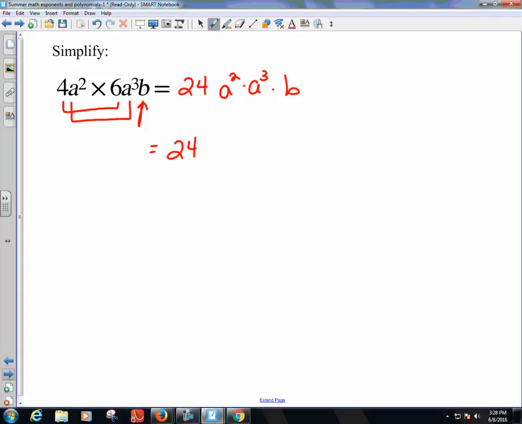I'm going to bring down the 24. This becomes a to the 2 plus 3 times b. Well, 2 plus 3 is 5, so my final answer is 24 a to the 5th b.